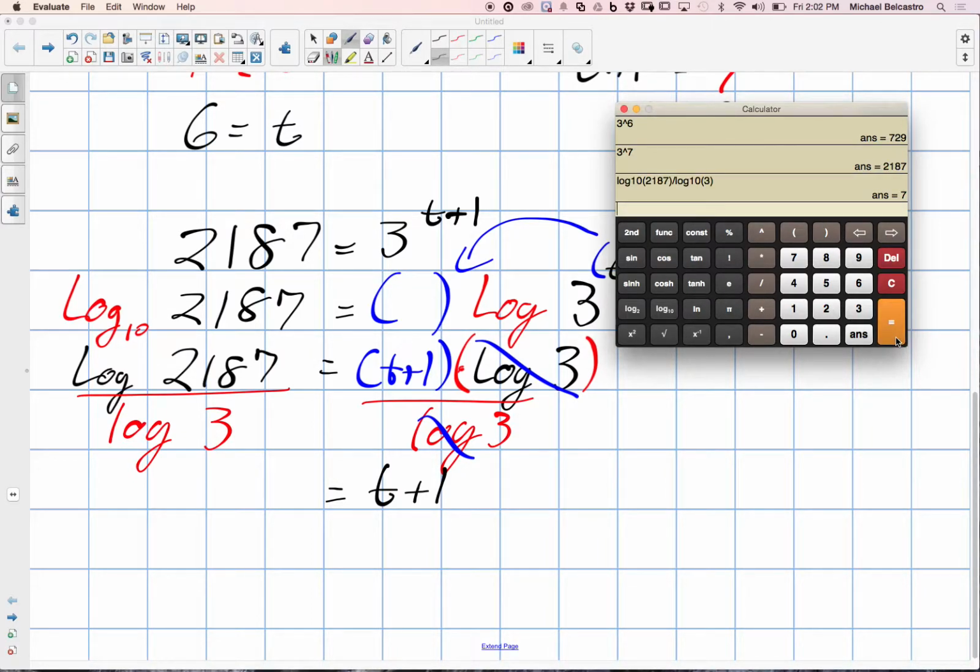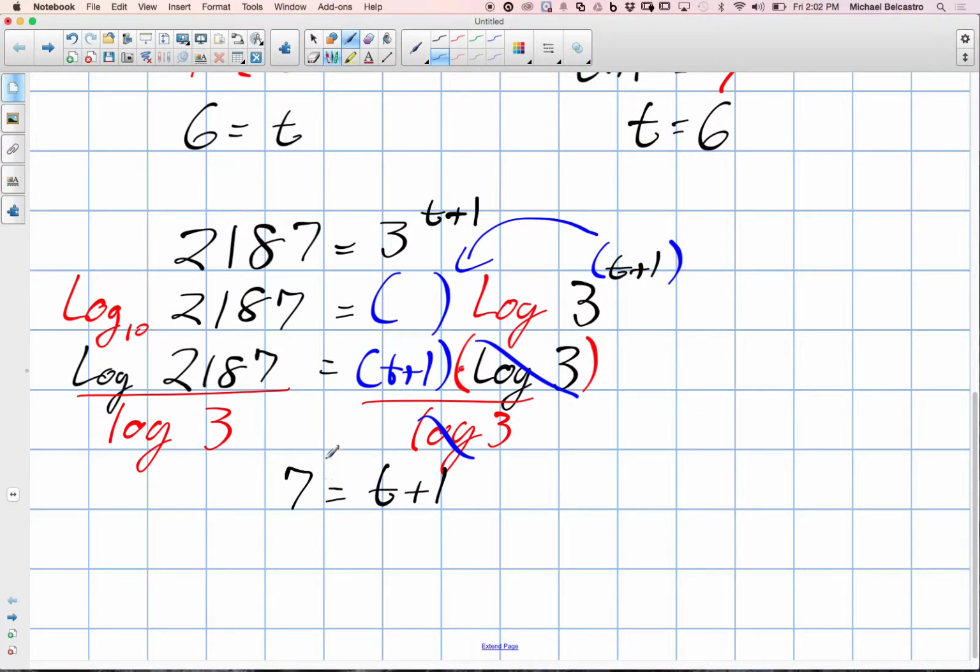And lo and behold, we get the number 7 again, which is again what we'd found the other 3 times. But this is an actual hard and fast rule we can use where we don't have to use any trial and error. And then here again, t will equal the value of 6. This is called the power rule of logs.